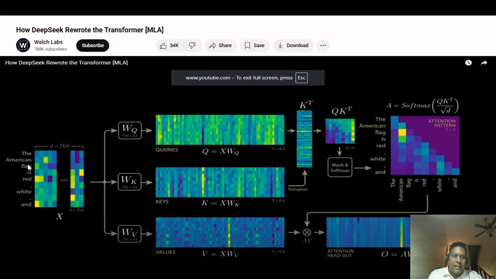Let's take an example: the American flag is red, white, and blue. That is the sentence that's come in. Now it would be tokenized, so it would have numeric values, and each of these tokens would have an embedding, and in this case the embedding dimension is 768. So when we are feeding this input in, this is a sequence of tokens with their embedding dimensions that is fed into the transformer block.